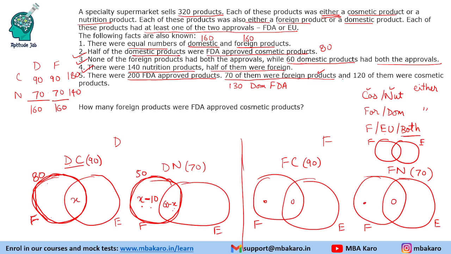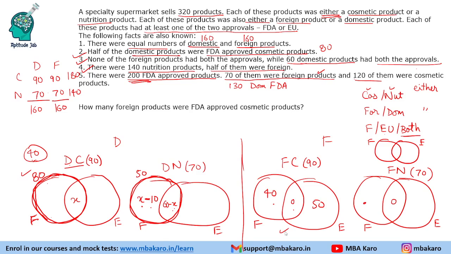The next information that we have is 120 of them were cosmetic products. So 200 FDA, out of them 120 in cosmetics. Now 80 FDA cosmetics are present here. So foreign cosmetics you will have 40 FDA because total is 120. Now 40 FDA should come here and there is no overlap here, so 40 comes here. Now 40 is present, 40 is 0, this will be 50. Total is 90. So this Venn diagram is completely filled.